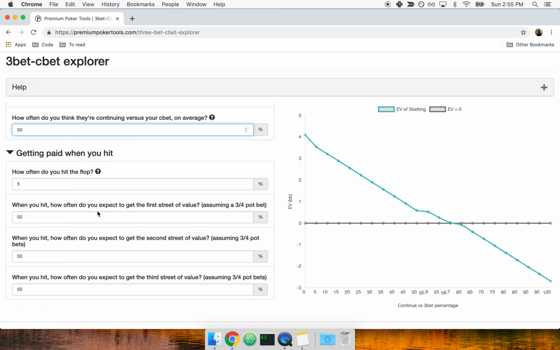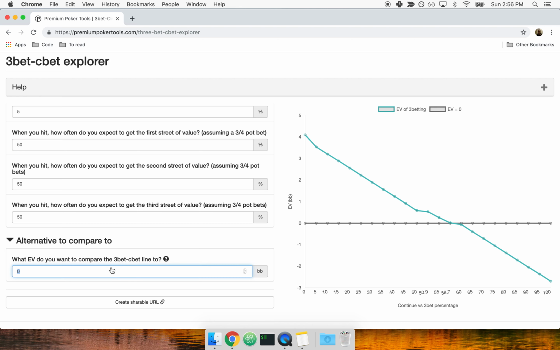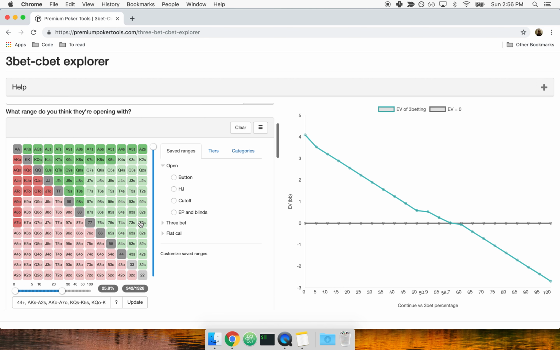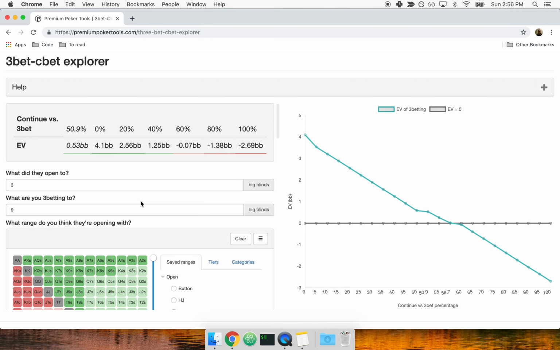If we hit the flop, we can expect them to continue 50% of the time on each street. And finally, let's compare this 3-bet Cbet line to an EV of 0, assuming that if we don't take this line, we would fold. So those are the assumptions we're going to start with, and then we're going to look at each one of these inputs, each one of these variables, and see how important it is to the end result.